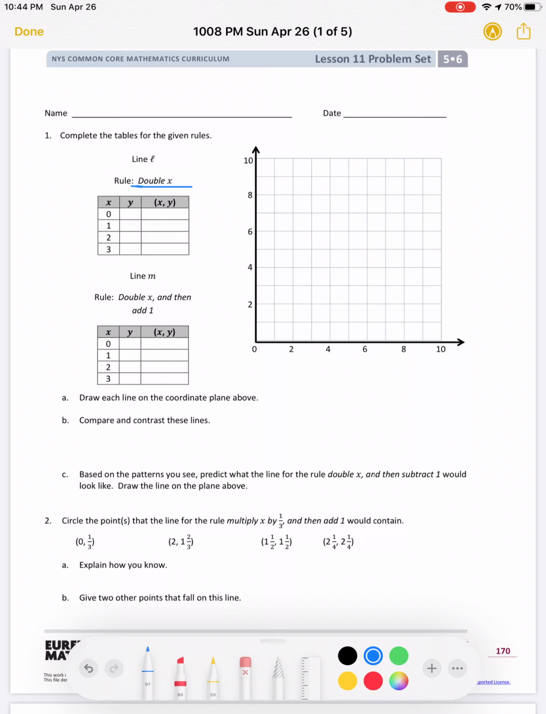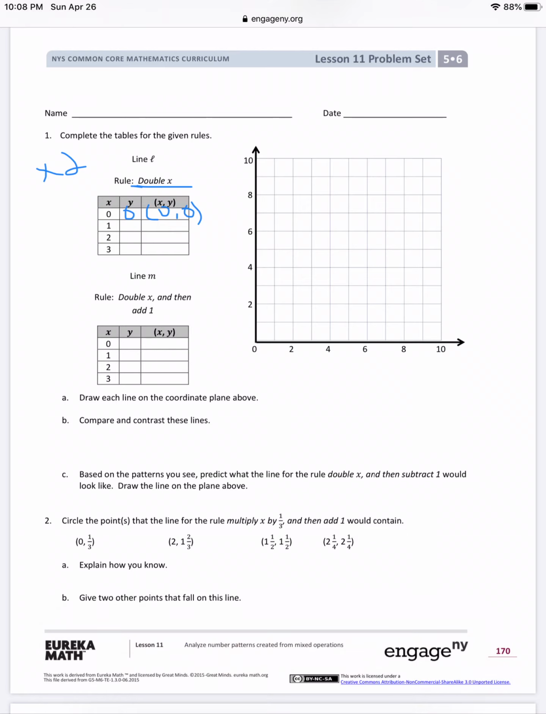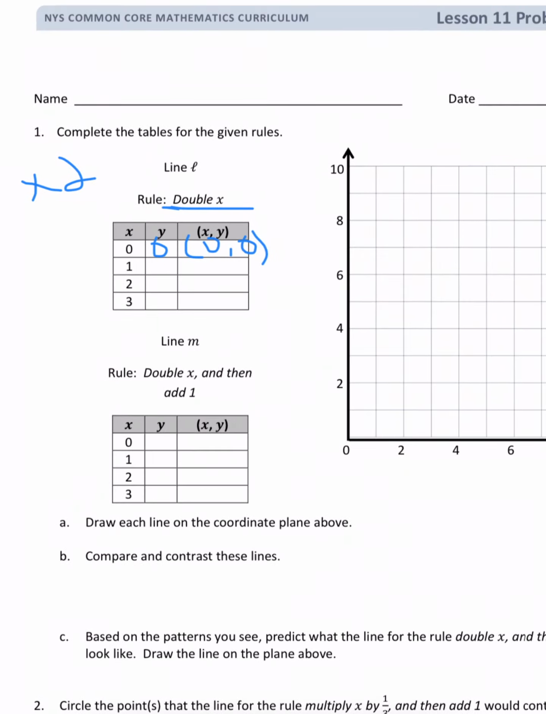So let's double the x. Multiplying by 2 is a lot easier for me, so let's multiply by 2. Don't forget, if you want to add, you can just add x 2 times. So let's go to the first x coordinate, 0. 0 times 2 equals what? 0. Very good. And I want you to go ahead and write your coordinate pair. So x is 0. When x is 0, y is 0. Let's go to the next one. And I think I'm going to run out of room. Let me see if I can make this page a little bit bigger. Here we go. Very good.